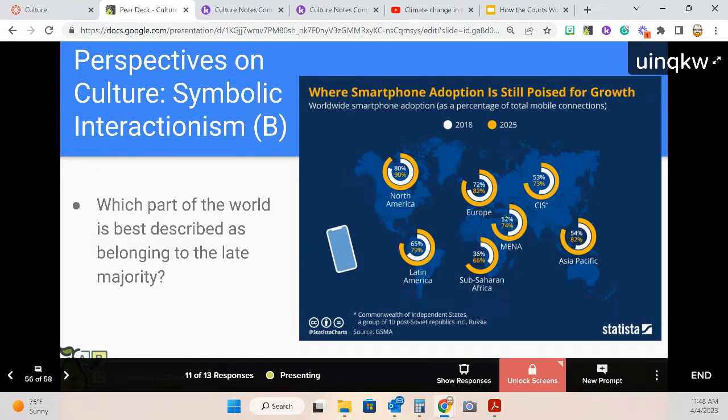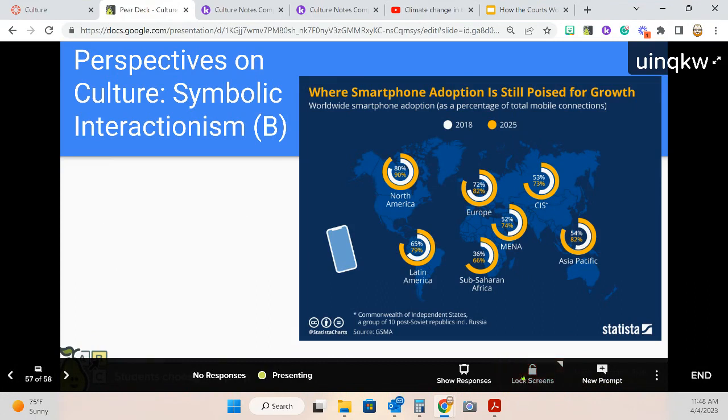Right? Asia Pacific, in 2018, not much more than half, the same place as the Commonwealth of Independent States, about where Middle East and North Africa was, behind Latin America. But by 2025, they are projected to be in the same place as Europe, which was our early adopter. So for me, that puts them in late majority, but the other options also certainly fit. I can see why you would have picked those. Latin America could also do it. Sure.